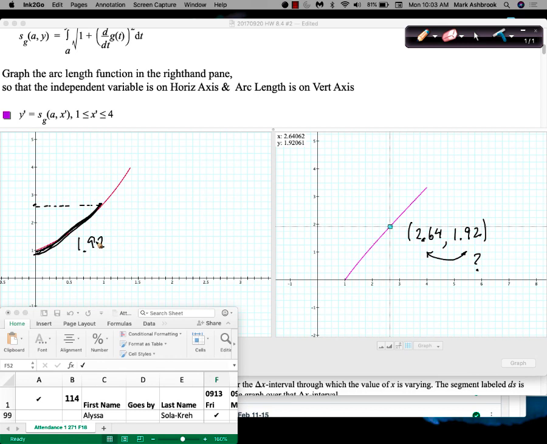1.92. The length of the arc is 1.92 when we've gotten to y equals 2.64. That's what you should have talked about. That's the meaning of that point. When we got to 2.64 in y, the amount of accumulated arc length so far was 1.92. Does that make sense? Is that what you imagined?